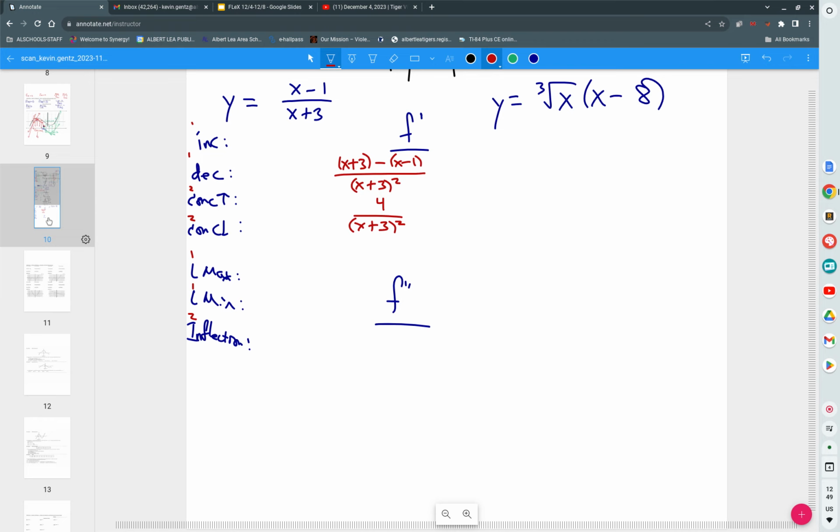Is the top ever equal to 0? No. Is the bottom ever equal to 0? Yes, for what value? -3. So I'm not going to create a graph this time. I'm going to create a number line test.